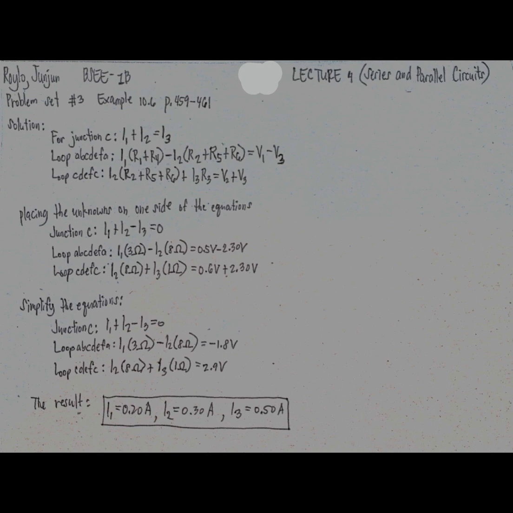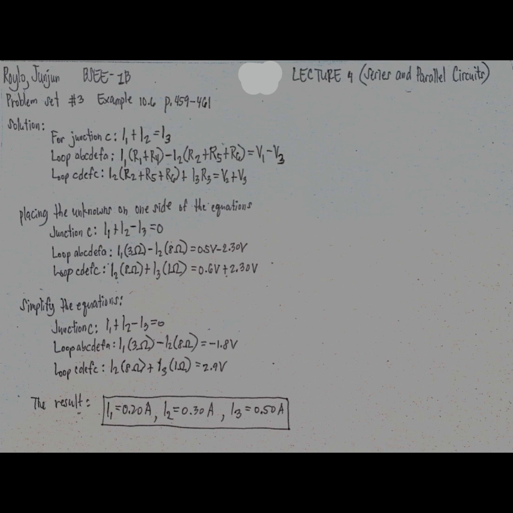So the strategy here is, this circuit is sufficiently complex that the current cannot be found using Ohm's law and the series-parallel techniques. It is necessary to use Kirchhoff's rules. Then let's go to the solution. Applying the junction and loop rules yields the following three equations. So we have three equations, and also we have three unknowns, so three equations are required.